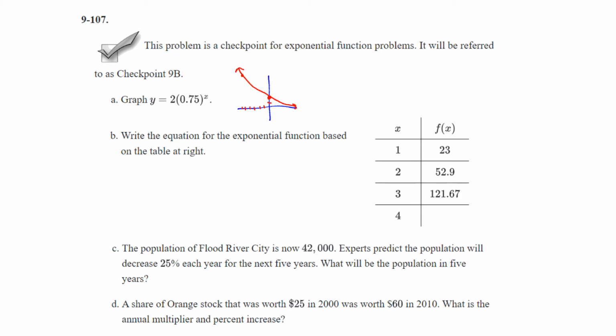So we know it's an exponential function, so we have to figure out how much it's growing by. So the question is 23 times what is going to give you 52.9. If you take 52.9 and divide by 23, that will find the multiplier. So b is 2.3. So we can multiply 52.9 times 2.3, and we should get 121.67, and we can multiply that by 2.3 again, and that will fill out the table to be 279.841.